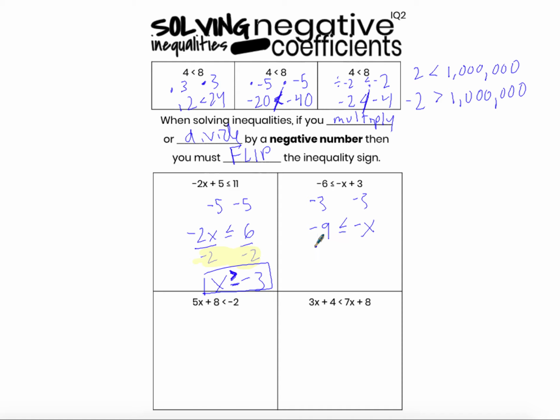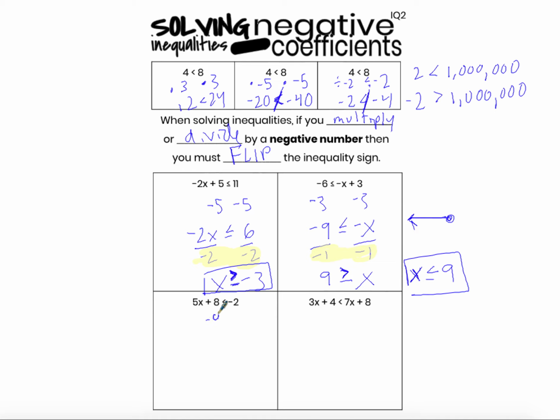Negative x, I need a positive x, so I'm going to divide both sides by negative 1. Dividing by a negative, I'm going to have to flip my inequality. So negative 9 divided by negative 1 is positive 9. So now rather than a less than or equal to sign, I have a greater than or equal to sign. I am not circling this because I need to rewrite my solution as x is less than or equal to 9. I need to rewrite my inequality so that the variable's on the left. That's going to allow me, when I'm graphing my solution set, to graph it correctly.